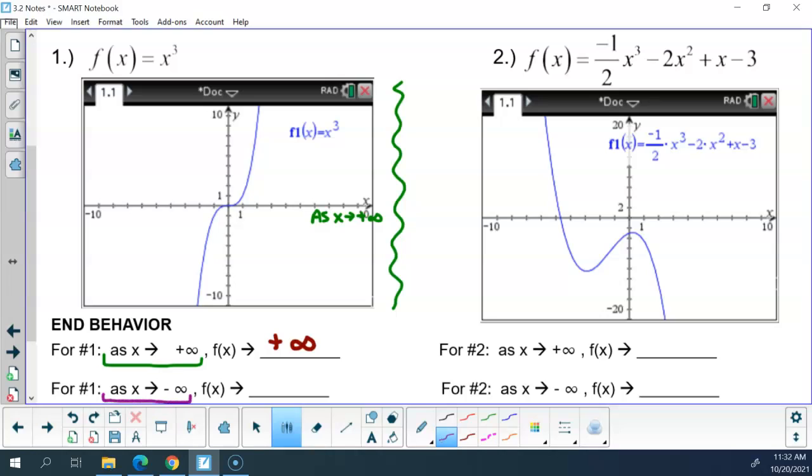Now we have to do the left side. So that says as x approaches negative infinity. That is telling me the left side of the graph, not of the equation. And what is the function doing on the left side? The function is going to, what, Bugsy? Negative infinity because it's going down.